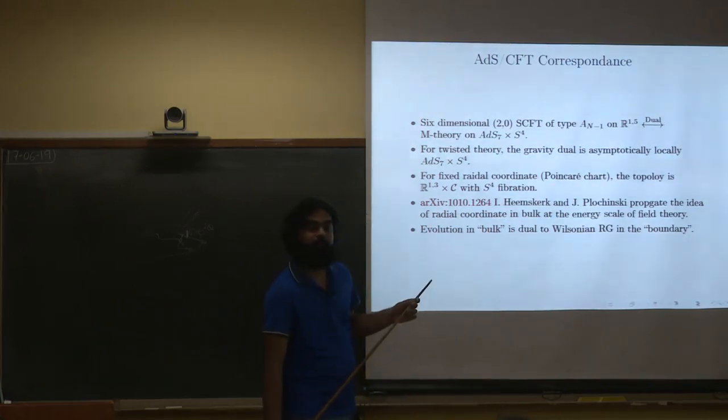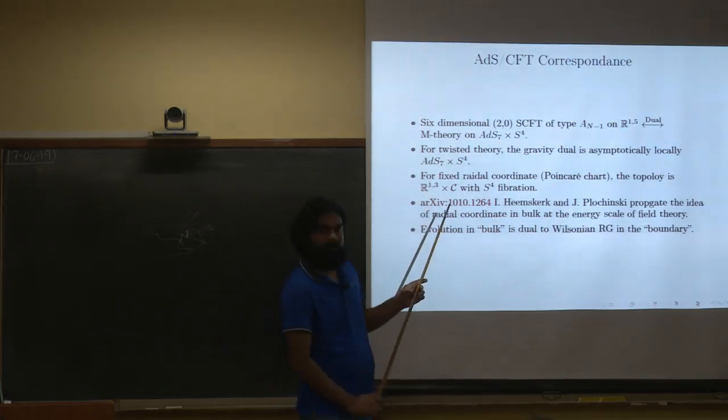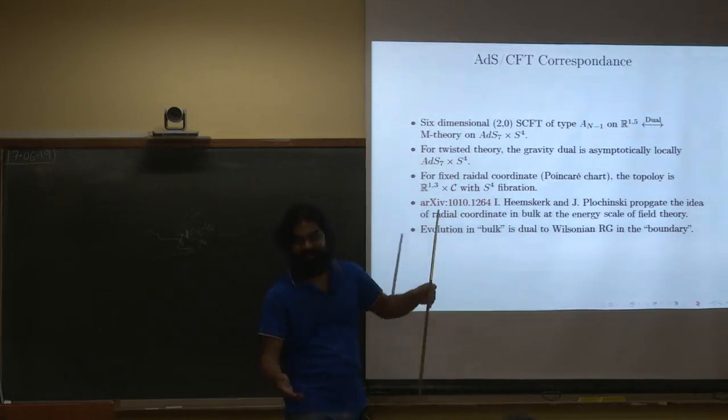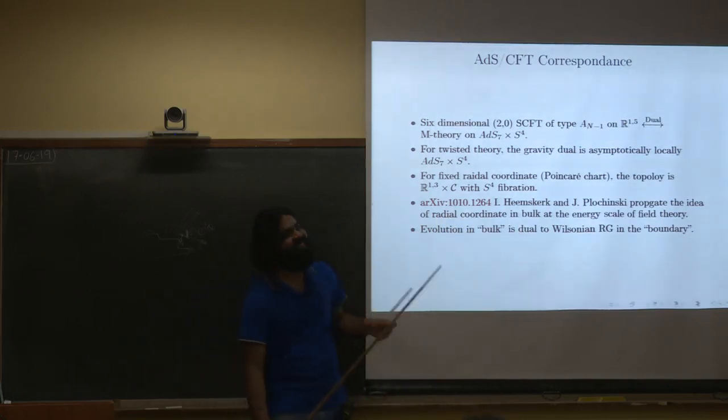What's that? Topology of the boundary. No, topology of the bulk for a fixed radial. R, whatever R means. Right, in a Poincare chart. Yeah, whatever R means.